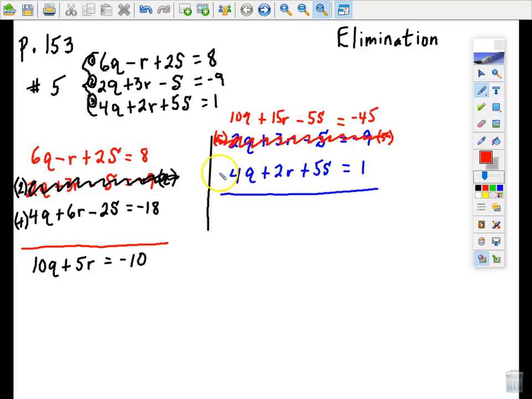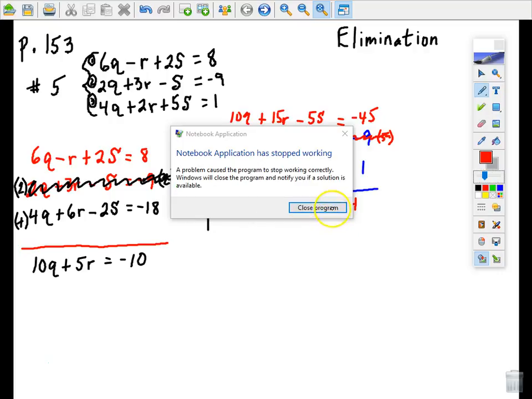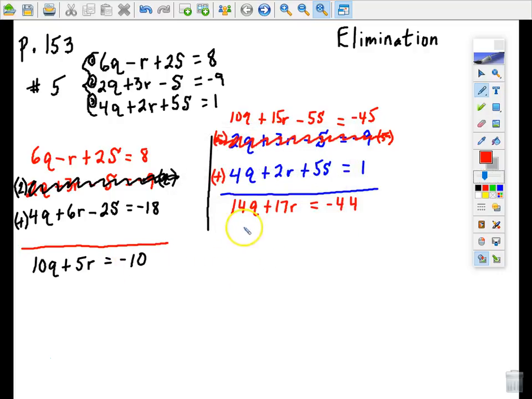And to eliminate S, it's going to require addition. So 10 plus 4Q is 14Q. 15 plus 2R is 17R. The S's eliminate. Negative 45 plus 1 is negative 44. All right, so let's put those together. These two equations that remain are going to be put together as a system.